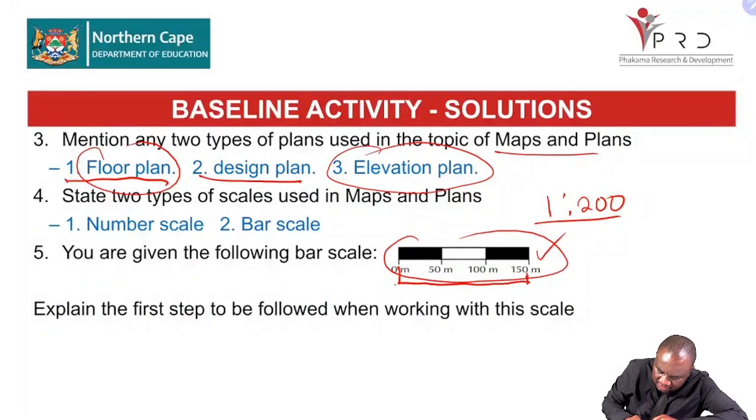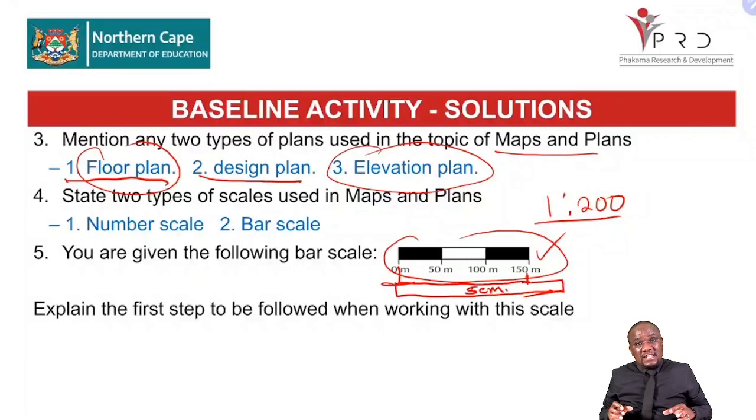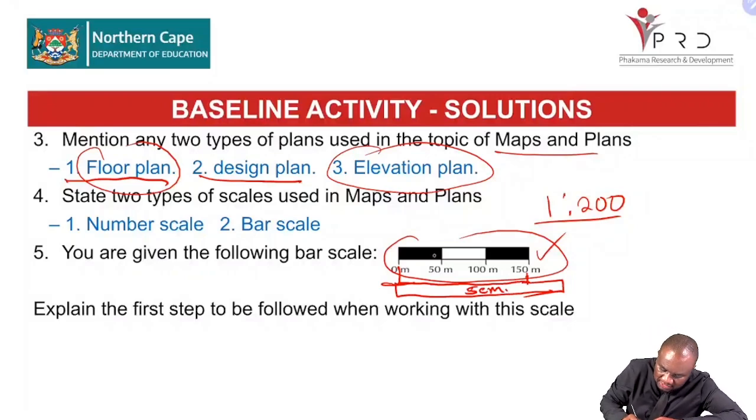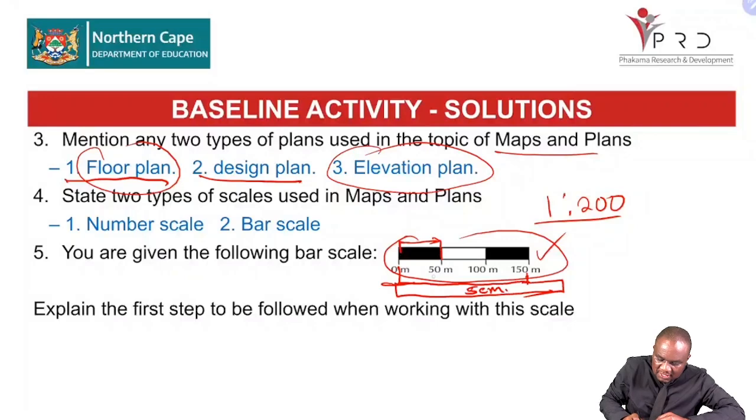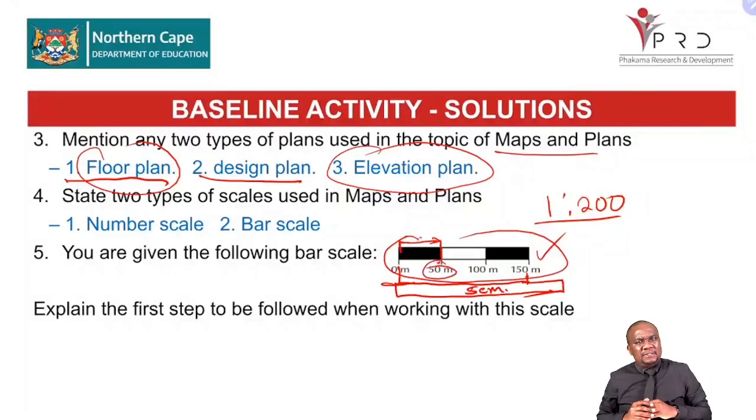Let's say I measure, this is my ruler, and I find that on this ruler, this is 5 centimeters. And then from this, I can say 5 centimeters represent 150 meters. Something like that. Or you can measure this part, from there to there. So you can measure the whole bar scale or just that part. If you measure this part, it means whatever you get on your ruler represents 50 meters. The first thing to do when you're given a bar scale is to measure it.